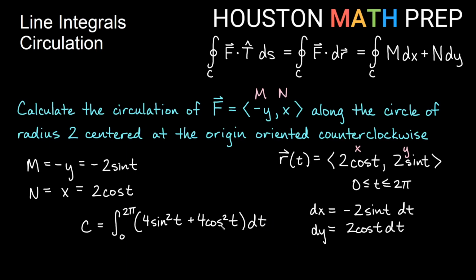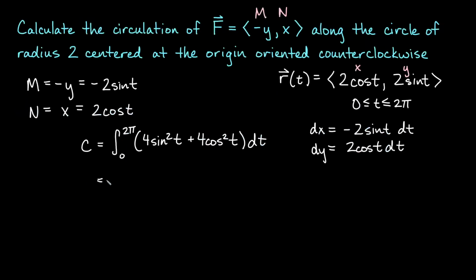And now this should look like something that's pretty easy to do, right? This is just a Pythagorean identity. Sine squared t plus cosine squared t is 1, and I have 4 of those. So our integral here is actually going to become just from 0 to 2 pi, we're integrating 4 dt, and that's a really easy integral to do.